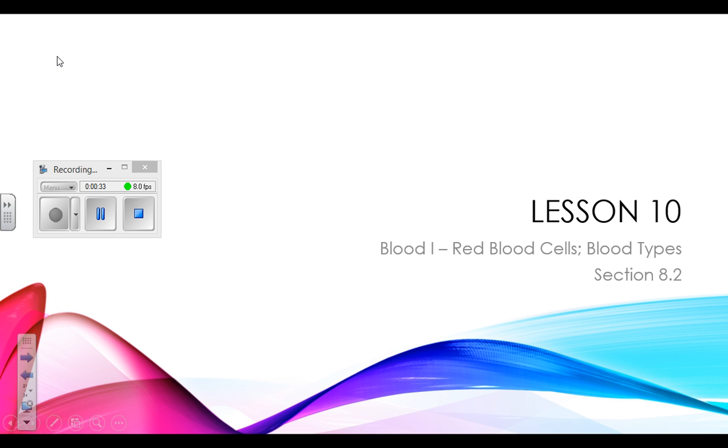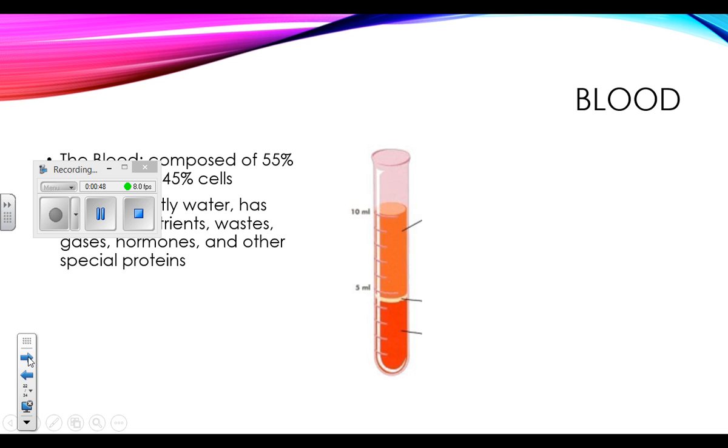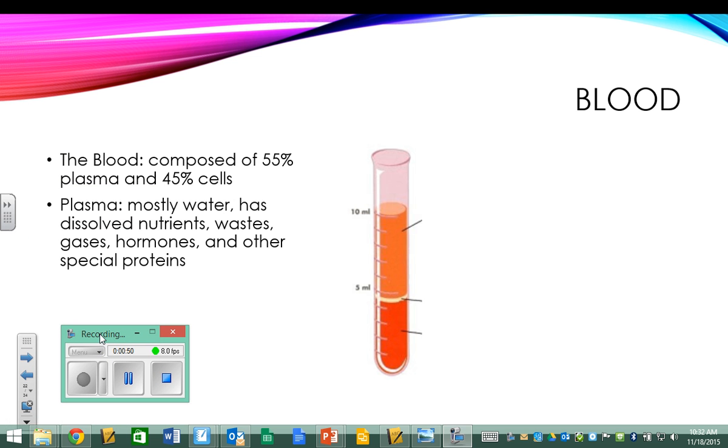In your textbook, this is section 8.2 mostly. Some of it is actually in section 8.3 when we talk about who can give blood to who. But most of the stuff about red blood cells is in section 8.2. So the first thing that we need to talk about when we talk about blood is what is your blood made up of?